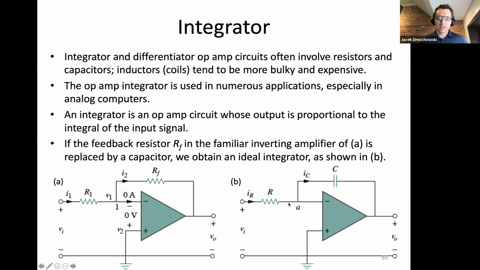And so let's do KCL at this node here, at node A. We know that IR has to equal IC, right? Because no current can travel into the op-amp, because of the ideal op-amp assumption.